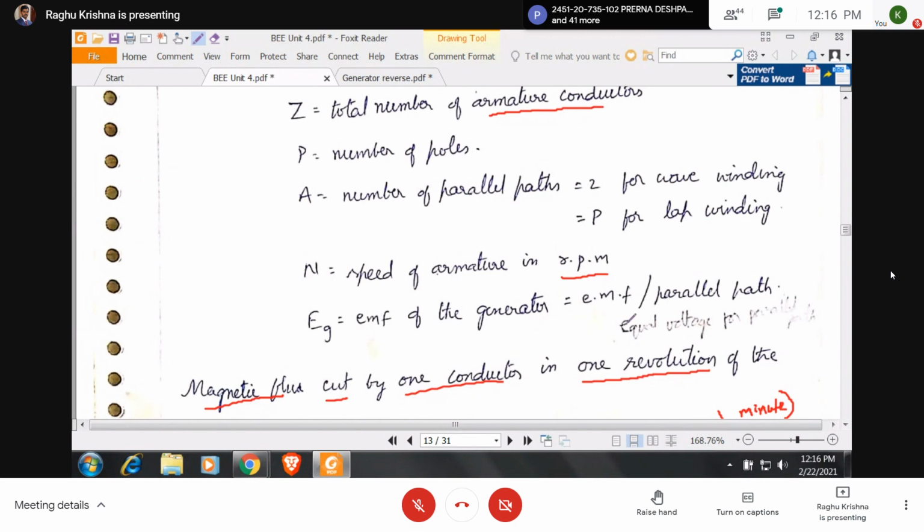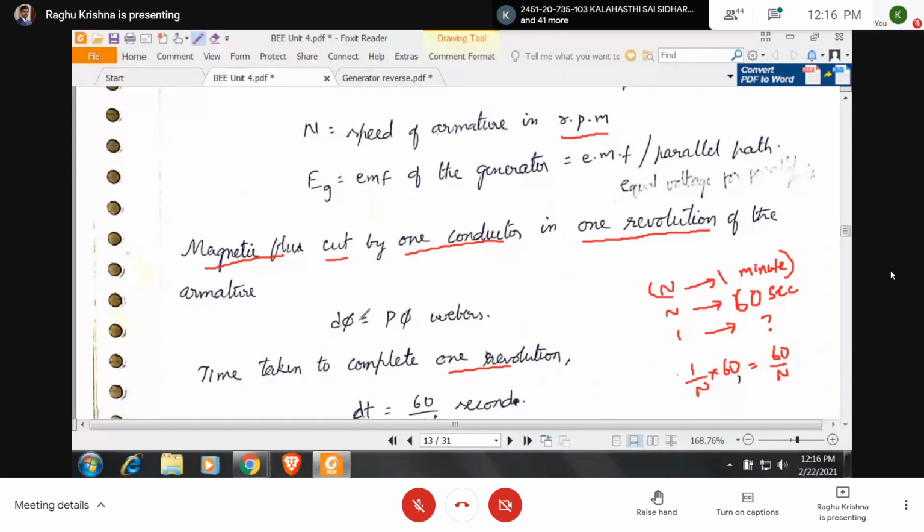So here, first step, we are going to take one conductor. So flux cut by one conductor in one revolution of the armature, dΦ, is equal to PΦ.